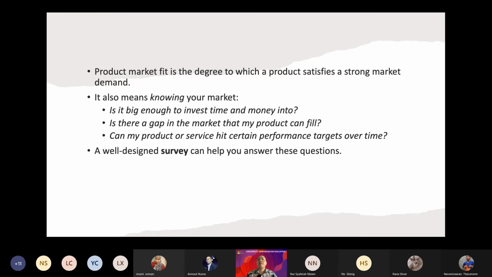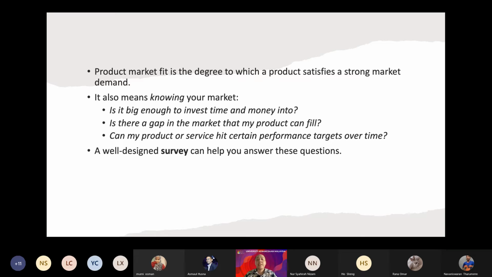So is it big enough to invest time and money into? Is there a gap in the market that my product can fill? And can my product or service hit certain performance targets over time? So this is all you need to find the answer. Who can answer all these questions? Only your customer.